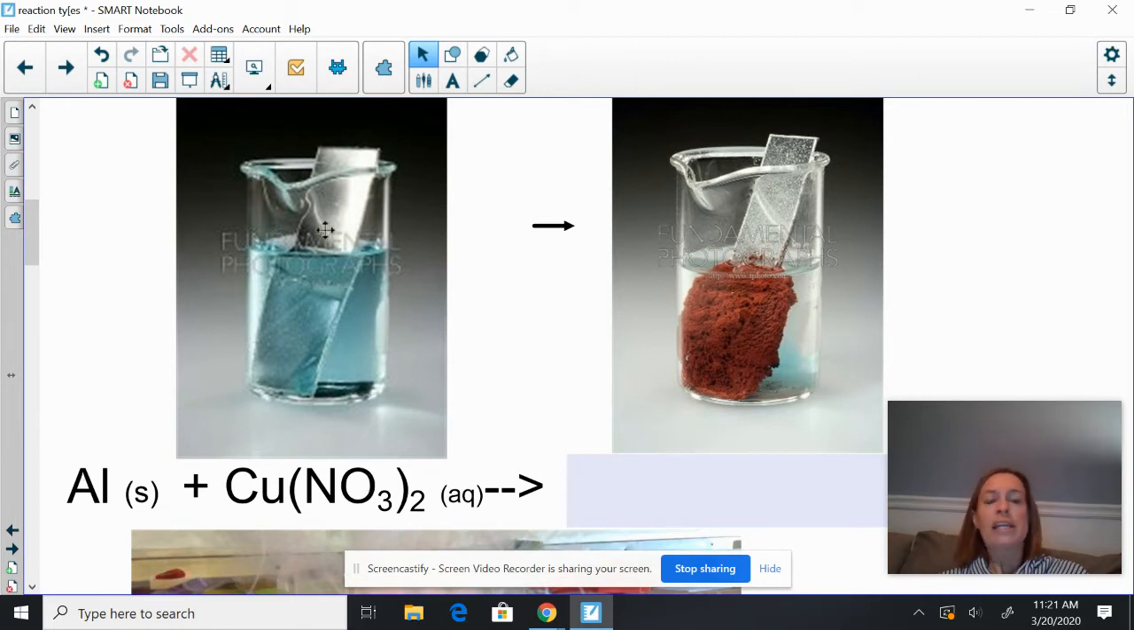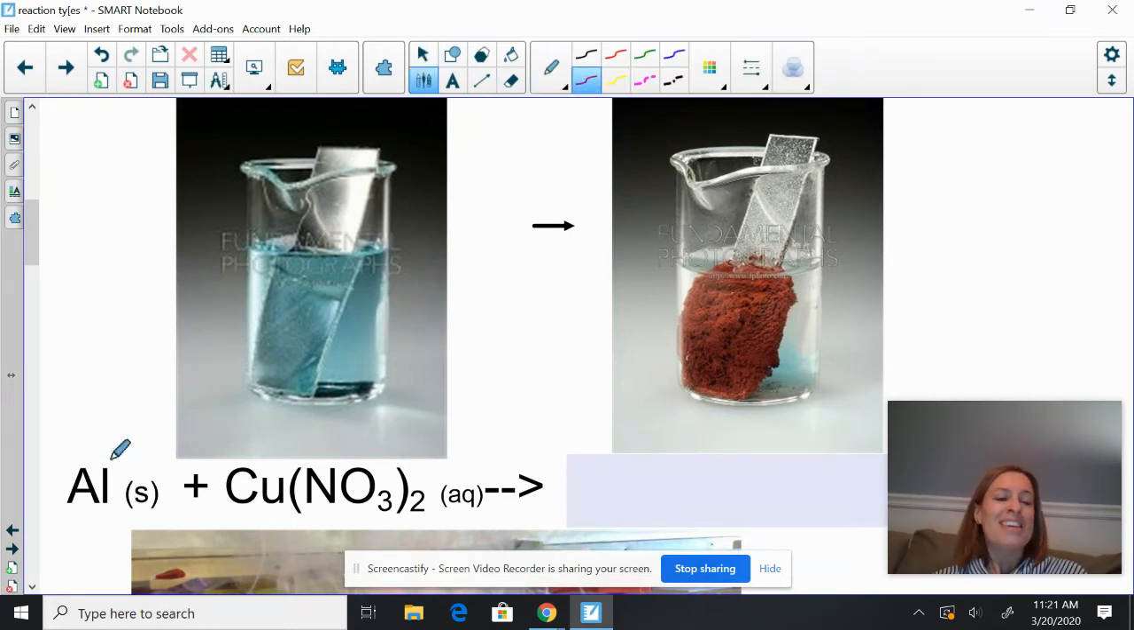You started off with a nice clear blue copper nitrate solution. You put your shiny aluminum metal in there, and after you waited a couple minutes, you started to see two things happening. First, the blue solution turned clear. That is, the copper nitrate was no longer present. And you started to see this red solid develop on the aluminum foil. What happened?